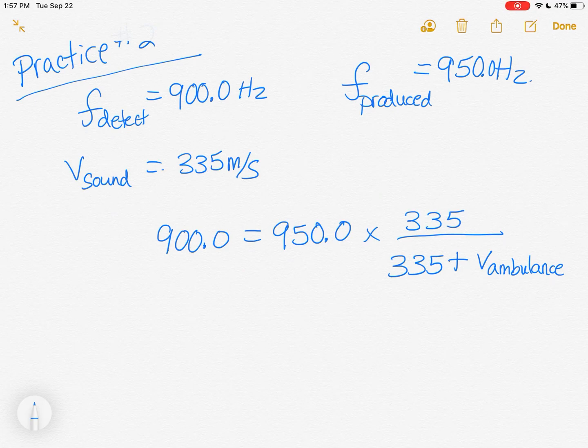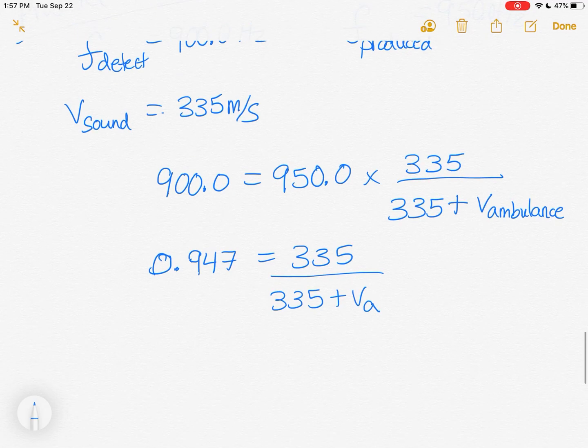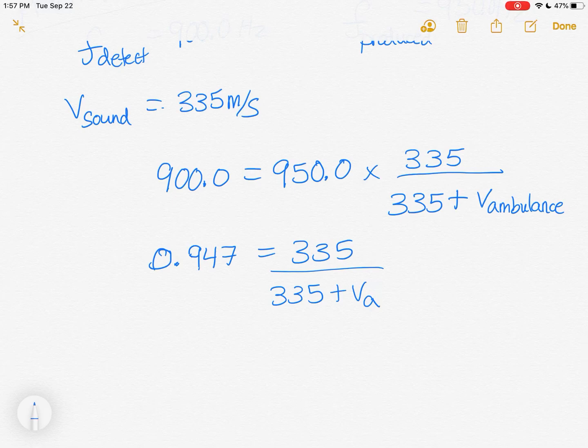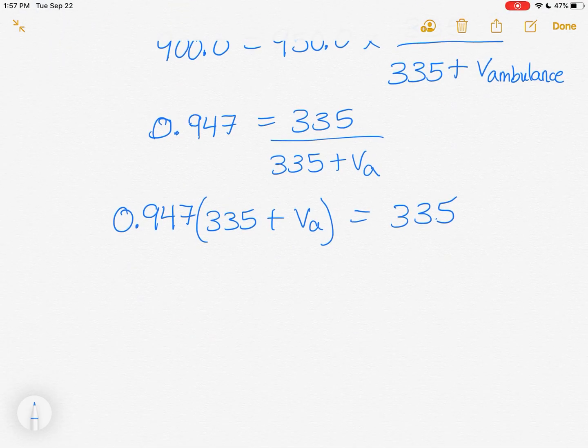All right, the first thing we're going to do is move that 950 to the other side by dividing. So 900 divided by 950 gives us 0.947. So that's going to be 335 over 335 plus the speed of our ambulance. I'm just going to shorten that to VA so that we don't have to keep writing ambulance every time. And then we need to cross multiply. So 0.947 times 335 plus VA is going to equal 335.